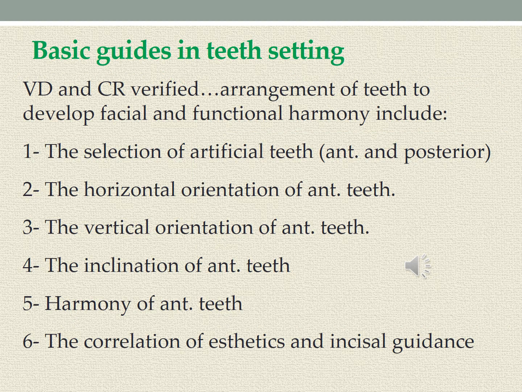Now, after getting the vertical dimension and the centric relation verified for the patient, the lab technician will start the arrangement of the teeth to develop facial and functional harmony. So the basic guides in teeth setting are, first of all, to select the artificial teeth, anterior and posterior teeth, to know the horizontal orientation of anterior teeth, also to know the vertical orientation of anterior teeth, the inclination of anterior teeth, harmony of anterior teeth after their setting, and the correlation of aesthetics and incisal guidance. We will cover all these topics in this lecture and the coming lectures as well.